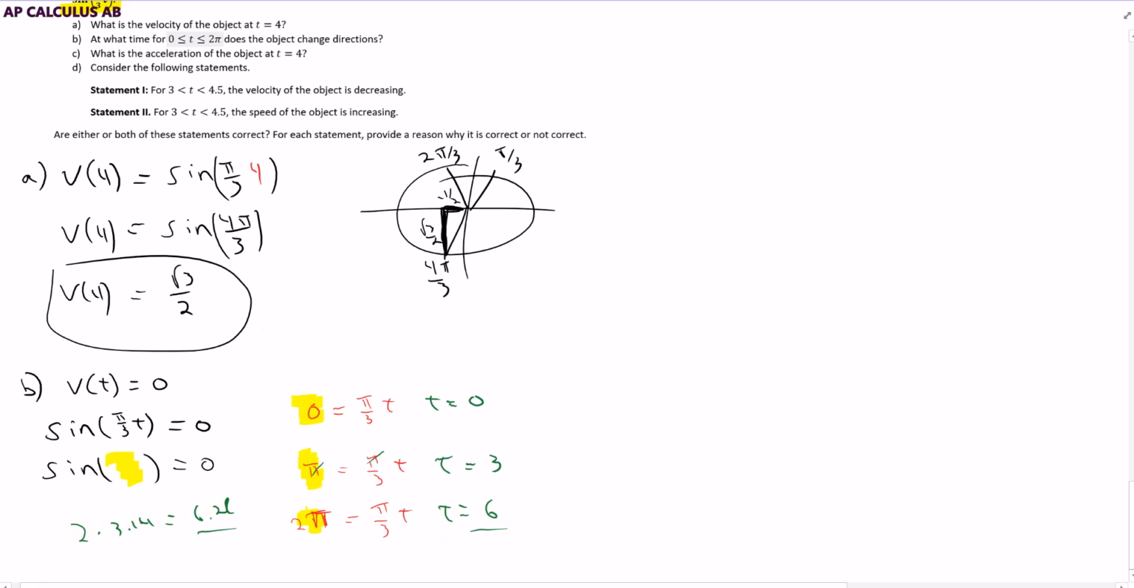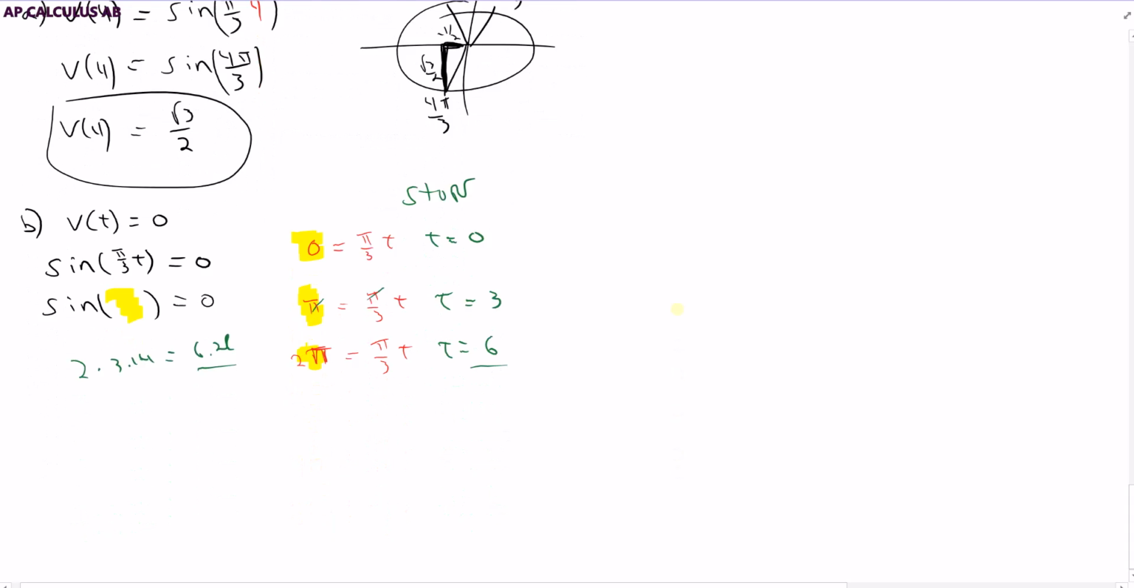The next one would be at like 9, probably, right? So those are our t values where it stops. This is where this stops. We should double check that it actually changes directions, right? It needs to go from positive to negative, negative to positive. So let's do that real quick.